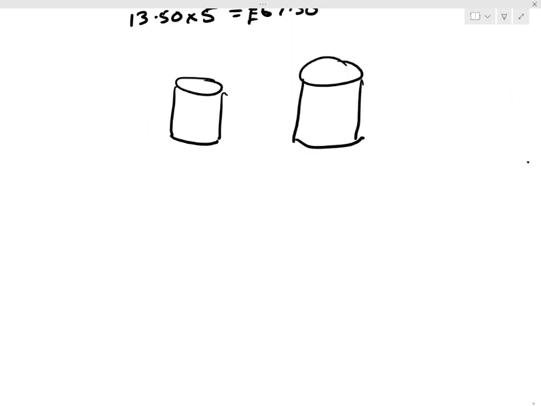So look at some jam. We've got two things of jam. We've got a big one and a small one. This one is 100 grams and this one is 350 grams. The cost of these is 42 pence and the cost of this is 80 pence. So which is the better value? Right, so what can we do with this one?